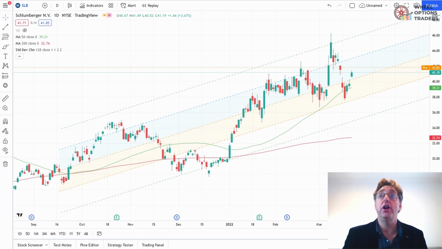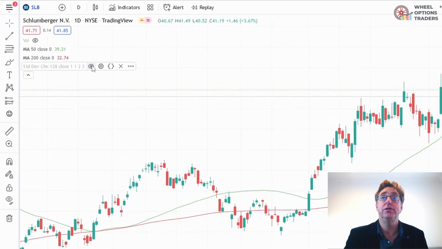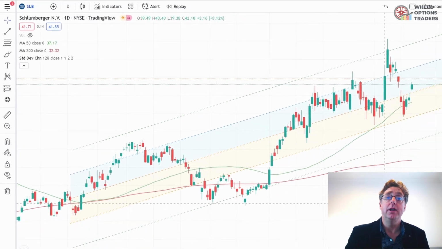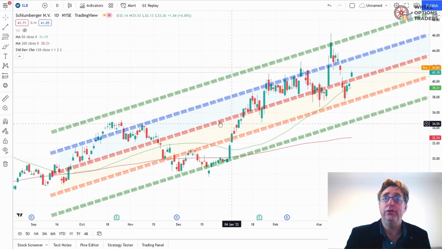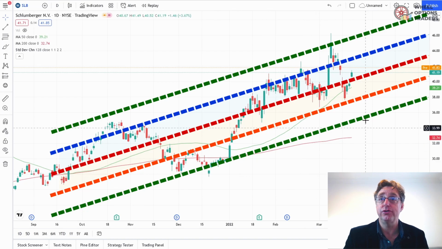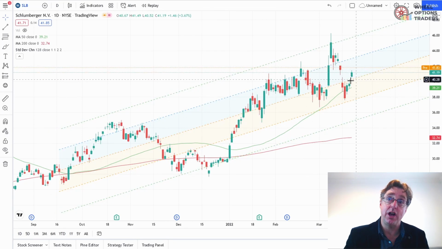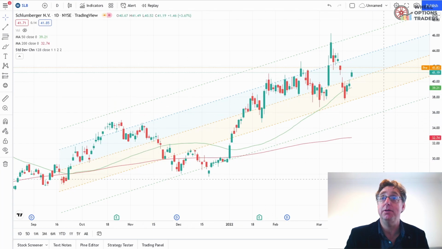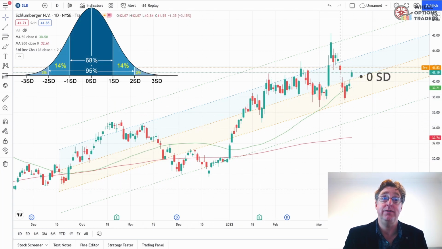Okay, so I've got a chart open here and I've turned on the standard deviation, which you can see there's the indicator turned on there. And this is for SLB. Okay, so you can see we've got the channels for the standard deviation there on the screen and the lines. Now each line is one of the standard deviation points. So this middle line here is the 0 standard deviation.